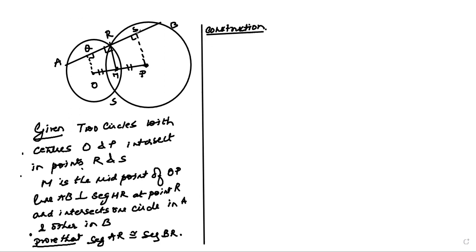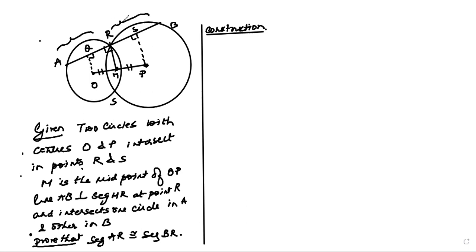They are giving that line AB is drawn in such a way that it's perpendicular to MR. When you join MR, it will be perpendicular to AB. And AB intersects the two circles at A and B, one circle at A, the other circle at B. Now what you want to prove, children, is that AR and BR are congruent.